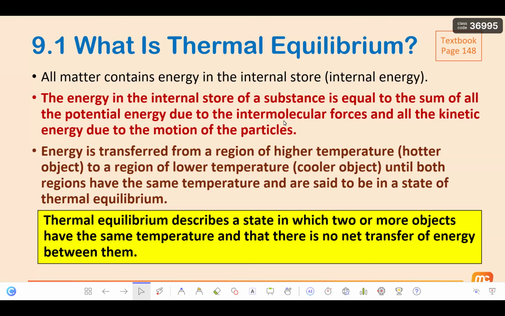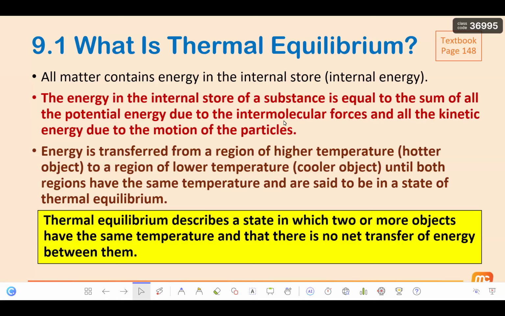The total amount of energy that a substance has, we call the internal energy of a substance, and it is made out of two things. It is made out of the internal potential energy, which is related to the forces of attraction, and the internal kinetic energy, which is related to the temperature. As the temperature increases, the internal kinetic energy of the particles also increases.